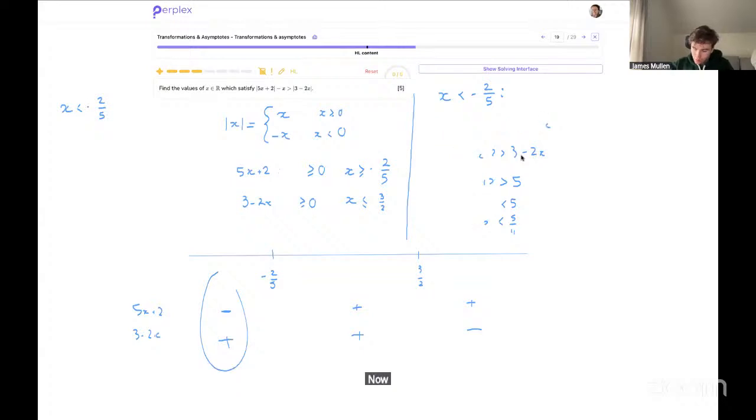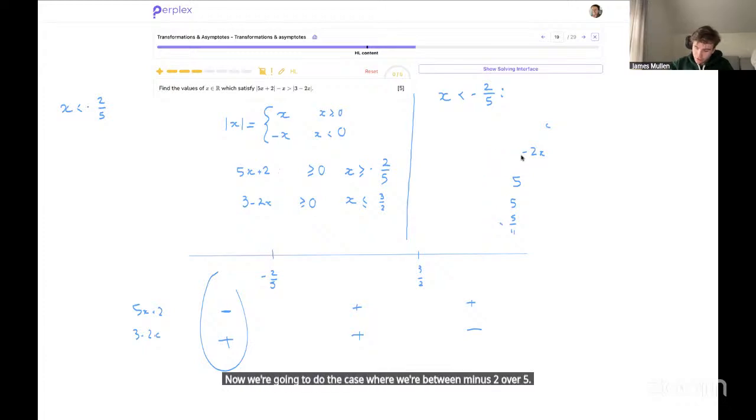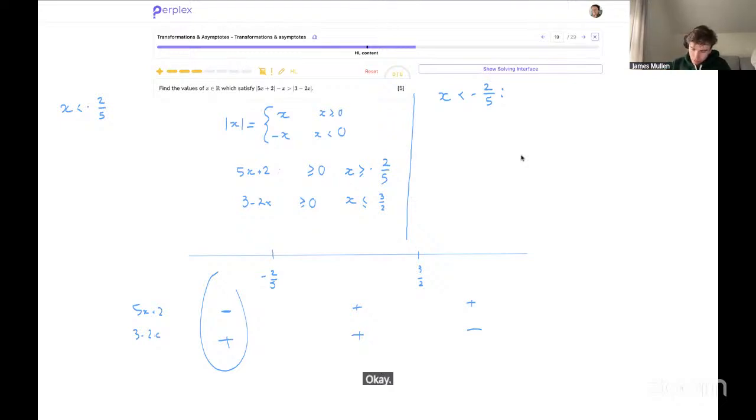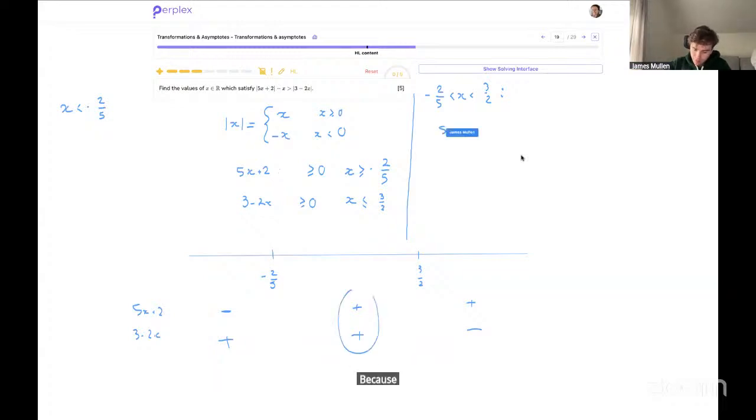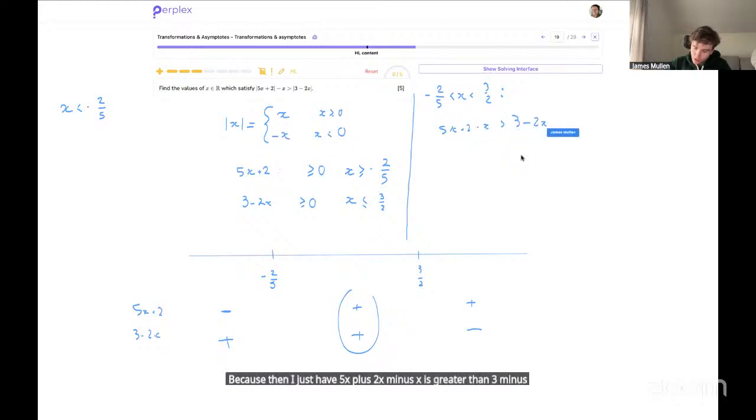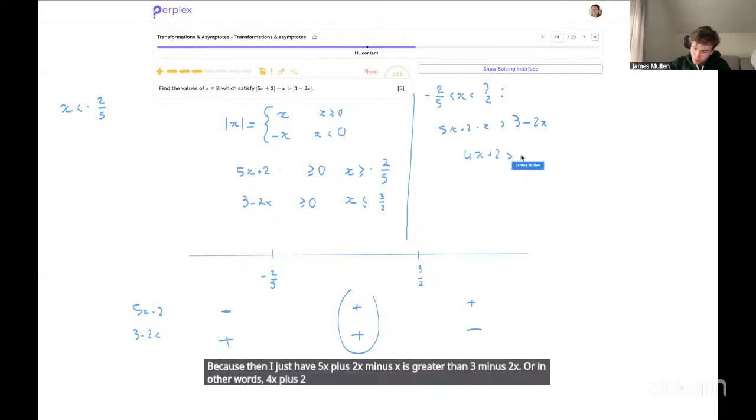Now we're going to do the case where we're between minus 2 over 5 and 3 over 2. So minus 2 over 5 less than x less than 3 over 2, which means that both of the terms are positive. All right, that makes my life easy, because then I just have 5x plus 2 minus x is greater than 3 minus 2x, or in other words, 4x plus 2 is greater than 3 minus 2x.